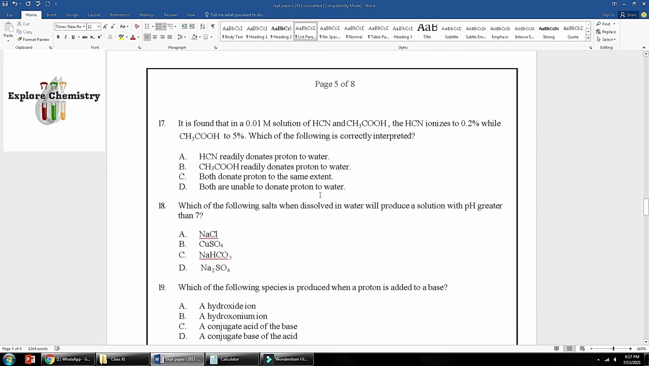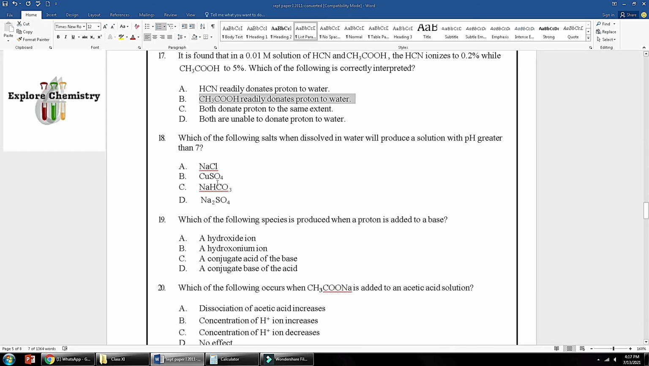Both are unable to donate proton? No. So this is not the correct answer, because acetic acid will easily donate proton, therefore its ionization percentage is higher than ionization percentage of HCN. So B is the correct answer.